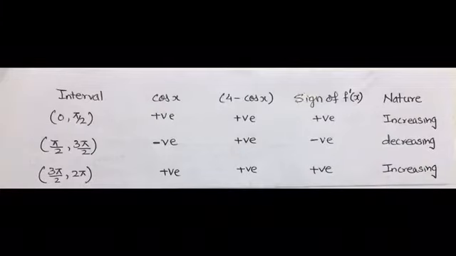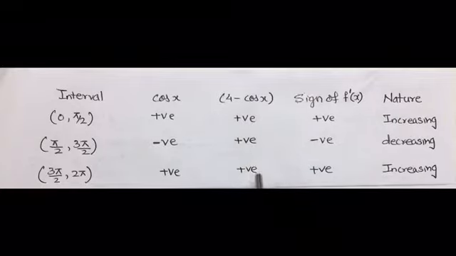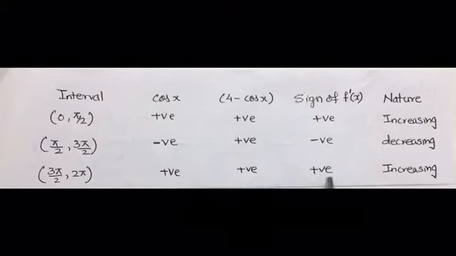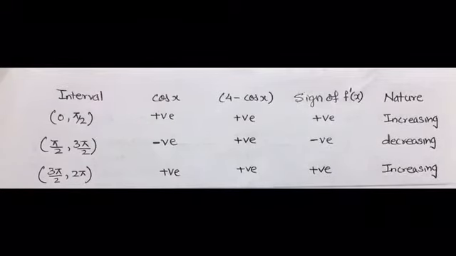The third interval is 3 pi by 2 to 2 pi. It is the fourth quadrant. Cos x is positive in the fourth. 4 minus cos x is also positive. So positive into positive is positive, so increasing. So this is how the function is increasing or decreasing in the different intervals can be solved.